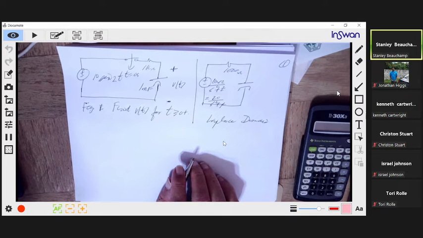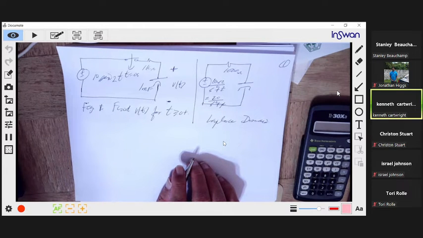I know that one is 1,000 over S. And where does 1,000 come from?